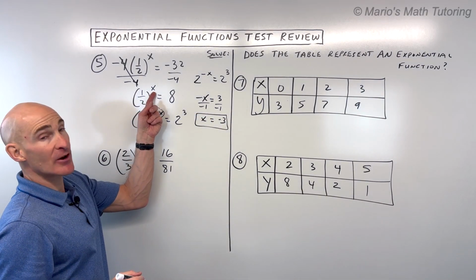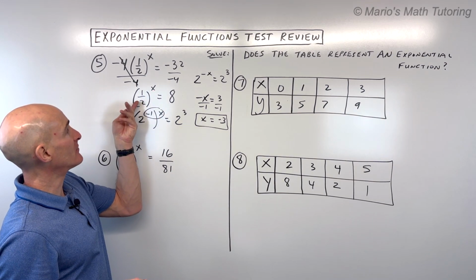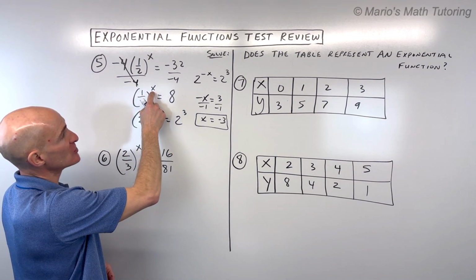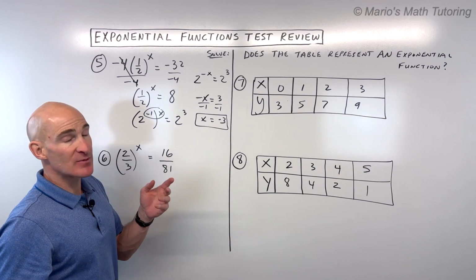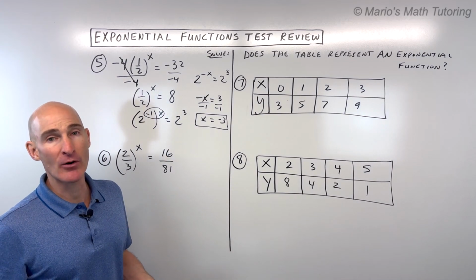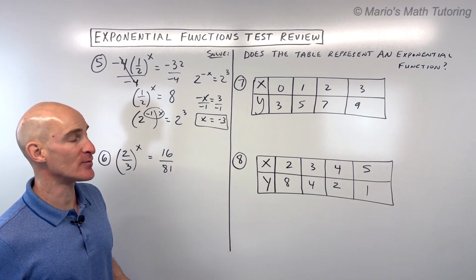Now you might recognize that right at this point, if you take a negative, that's going to take the reciprocal of 1/2 and make that 2, and then 2 cubed is 8. But sometimes people like to get the bases the same and then just set the powers equal. That's called the one-to-one property of exponents.